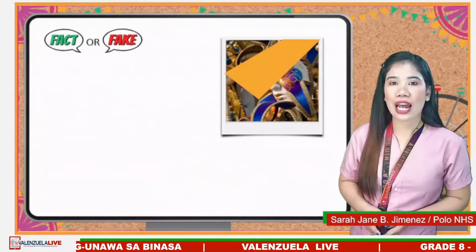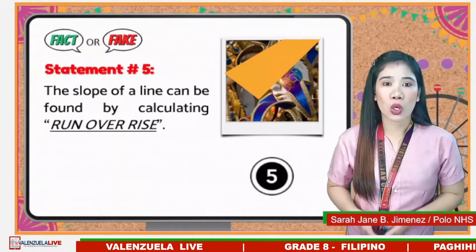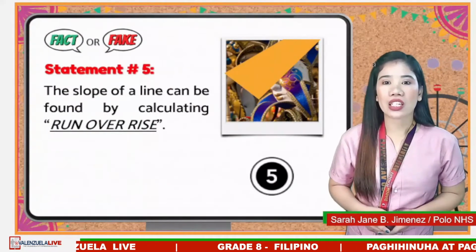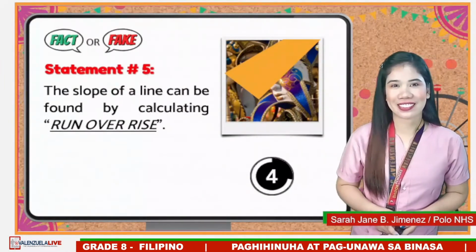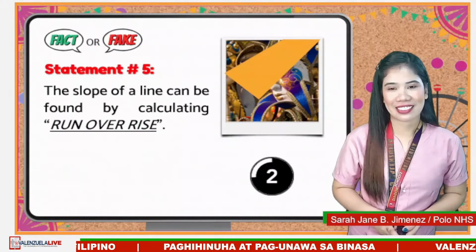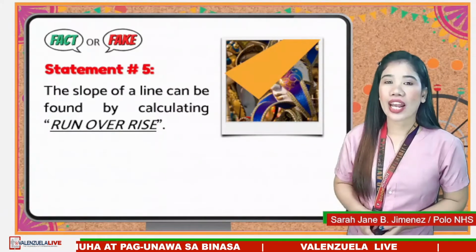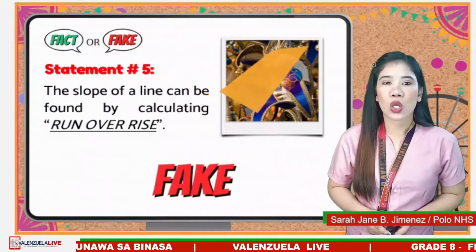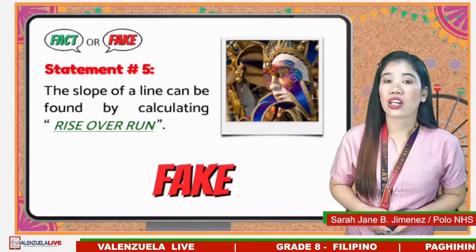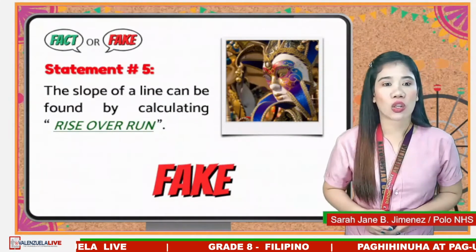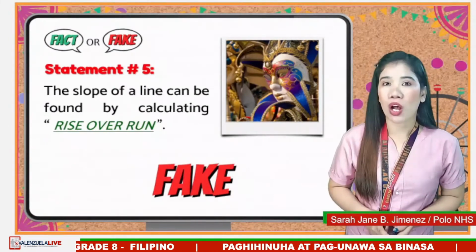And for the last statement, determine whether it is fact or fake. The slope of a line can be found by calculating run over rise. 5 seconds, go. The correct answer is fake. Slope is a measure of the steepness of a line. It can be found by calculating rise over run or the change in the y over the change in the x. And the symbol for slope is small letter m.